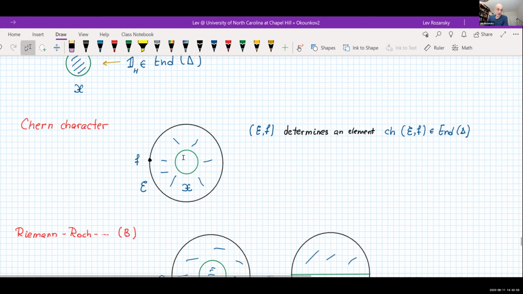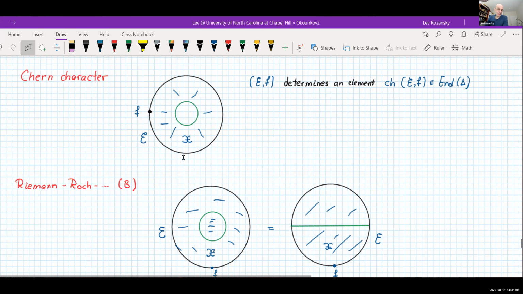So let me finish with these pictures. Riemann-Roch in the category of coherent sheaves. Consider the following picture. It's an annulus. It has an outer boundary. So the whole annulus is colored by variety X. On the boundary you have sheaf E, and there is a marked point where you have an endomorphism of E. So this marked point is just an endomorphism of E.